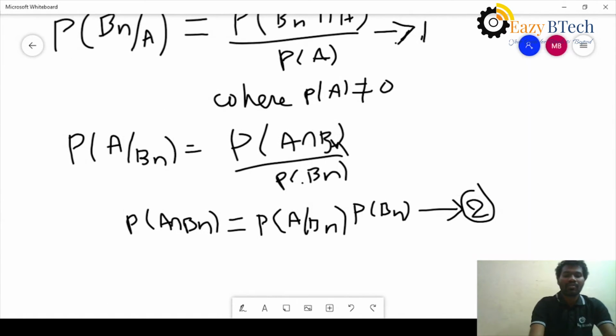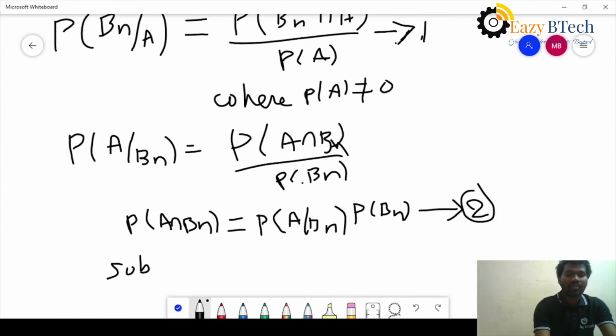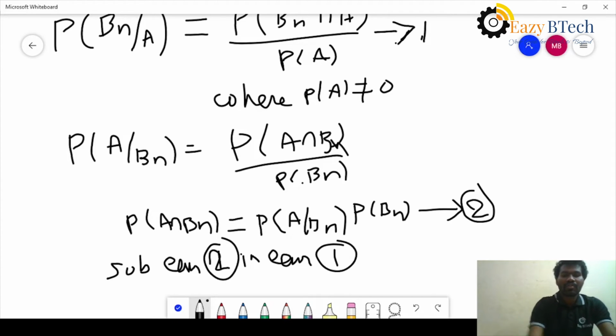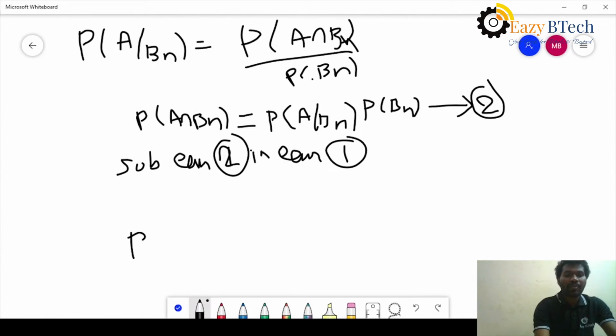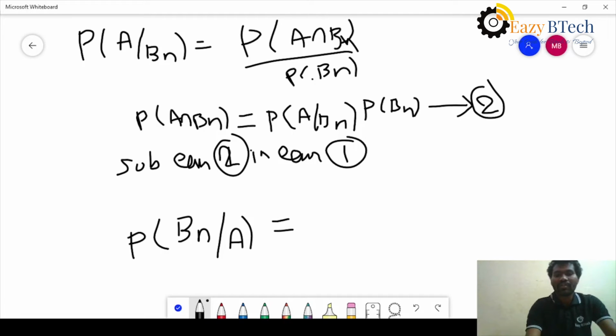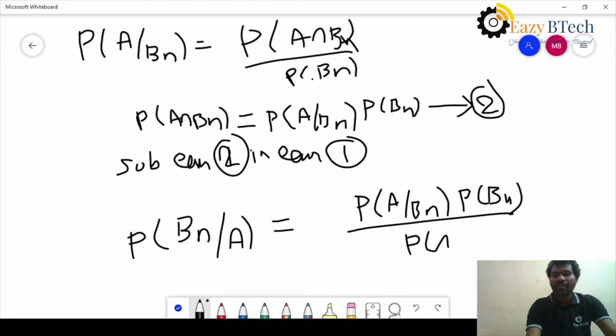Substituting equation 2 in equation 1, what we will get is P of Bn given A is equal to P of A given Bn into P of Bn divided by P of A. This we have obtained. Let us call this equation 3.